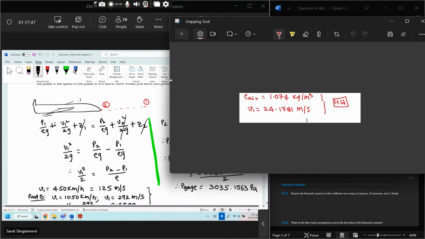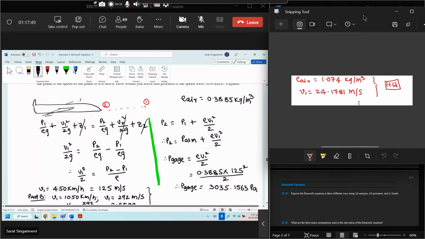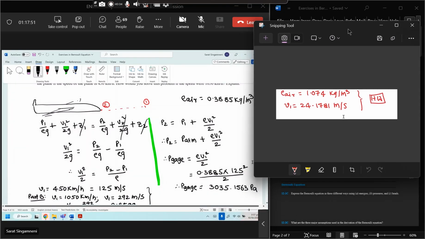Okay. Any other question? Only one of them is moving. The air is still, the plane is moving. And so if you're sitting in the plane and assuming the air is coming on to you, at one, it is moving with that velocity. And then at two, it comes and hits the nose and stops there. That's what it is. Or solve it the other way around, no problem.